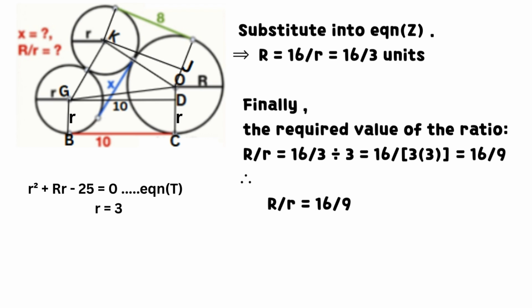Finally, the required value of the ratio r divided by small r equals 1/3 of 16 divided by 3, which equals 16 divided by 9, as shown on the screen. Therefore, the value of the ratio r divided by small r equals 16 divided by 9.